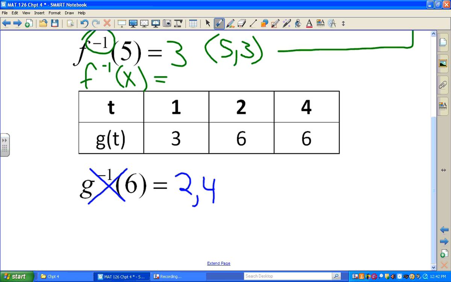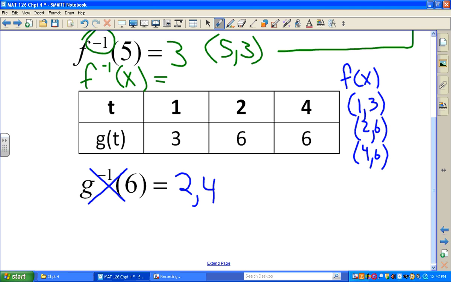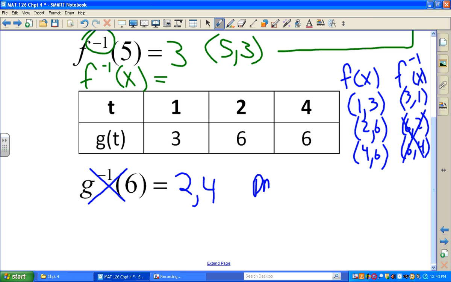So while these points work great on the function f of x, 1, 3, 2, 6, 4, 6, on the inverse you can't have the x values 6, 2, and 6, 4, and 3, 1. You can't have that. It would not be a function. Therefore, it wouldn't exist. Does not exist. All right, is it time for a break?